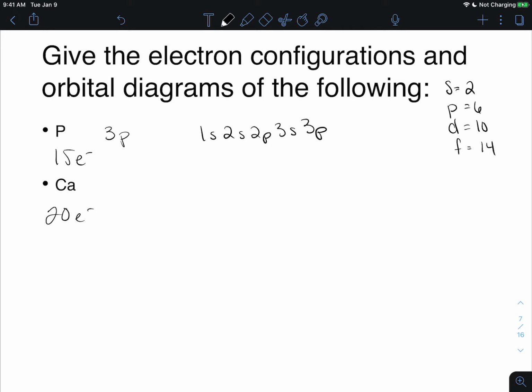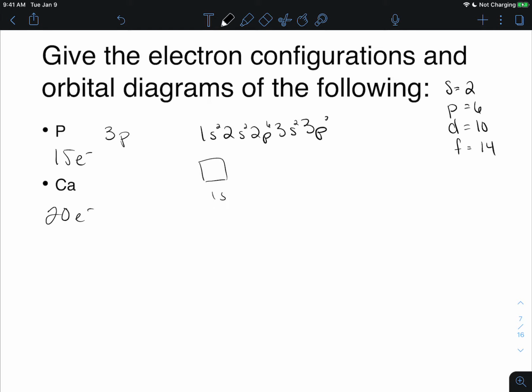So you must keep them in mind. So 1s, max of 2; 2s, max of 2; 2p, max of 6; 3s, max of 2. Now we need to use either our periodic table or count and remove how many electrons. We have 15 electrons. We've put in 1, 2, 3, 4, 5, 6, 7, 8, 9, 10, 11, 12 electrons. We have 3 electrons remaining. There we go. But we're done with that one for our electron configuration. Now we can do our orbital diagram.